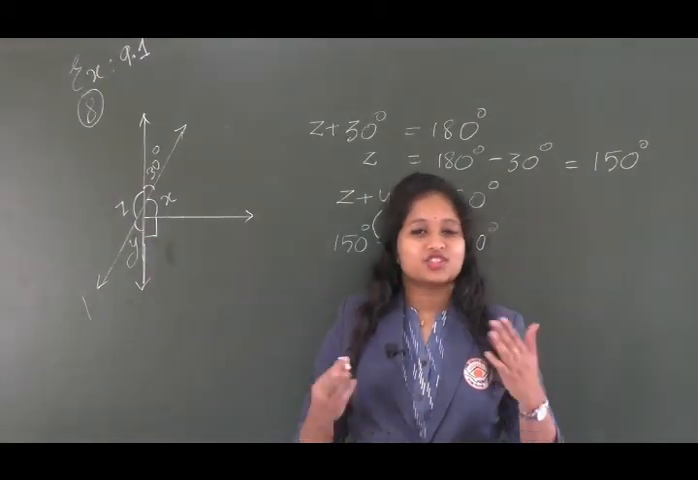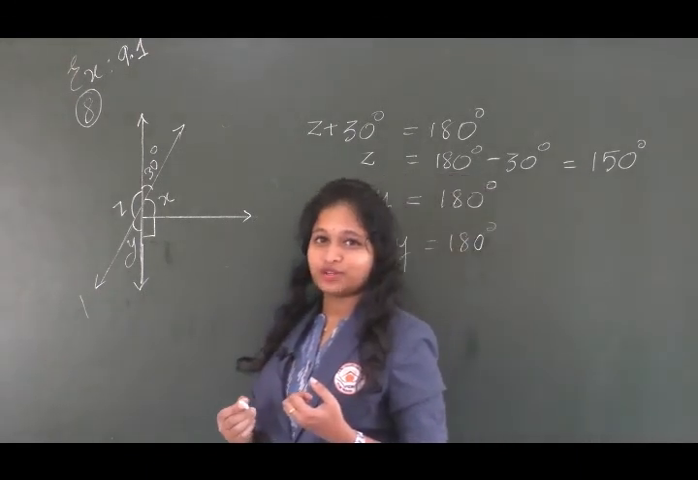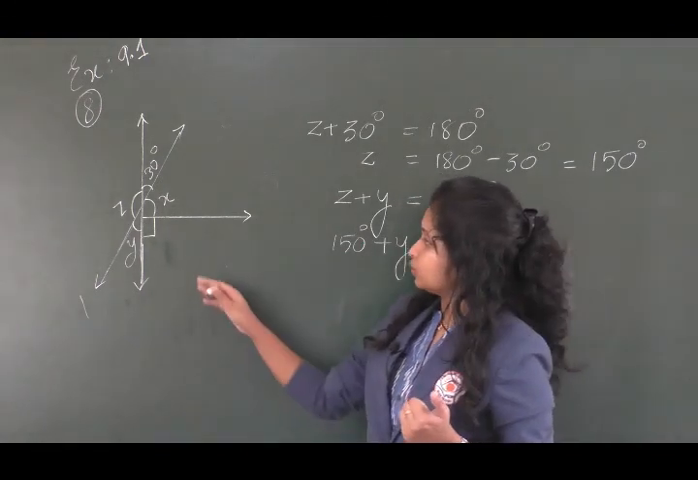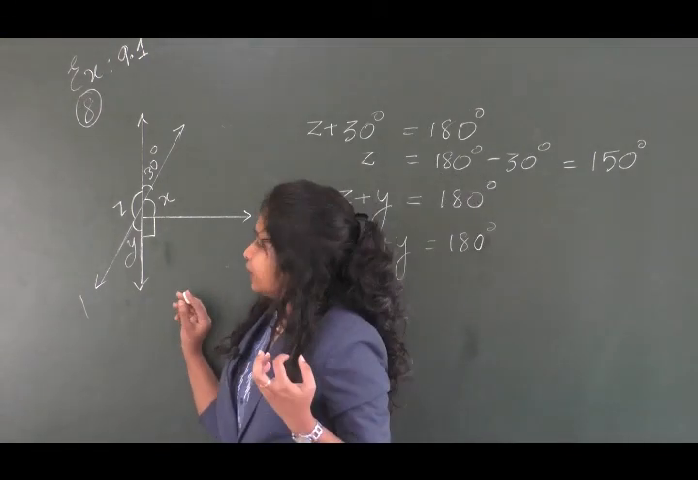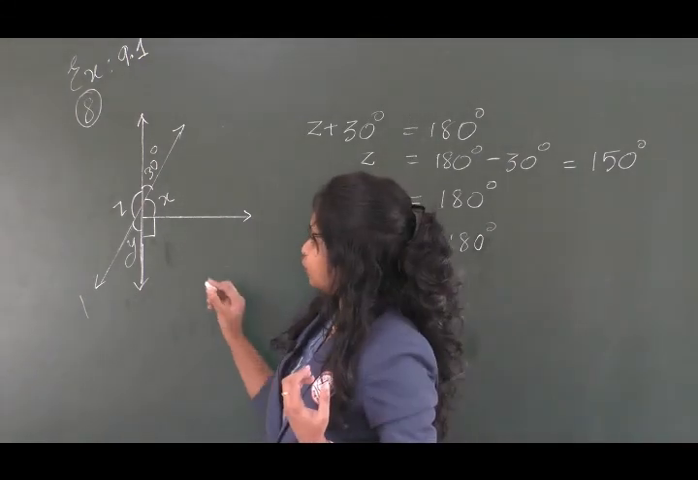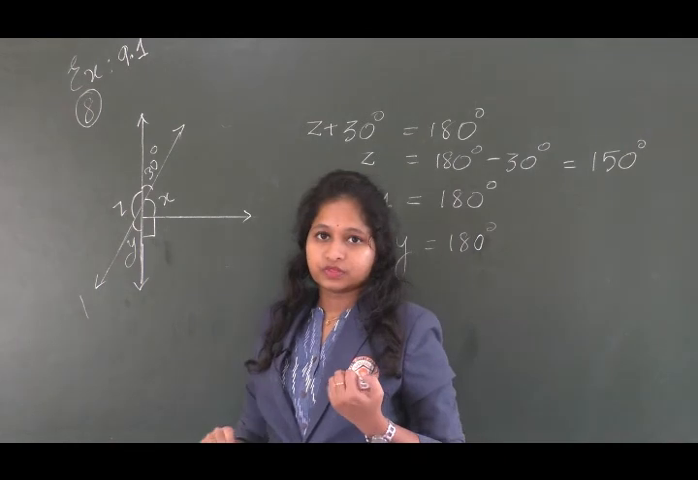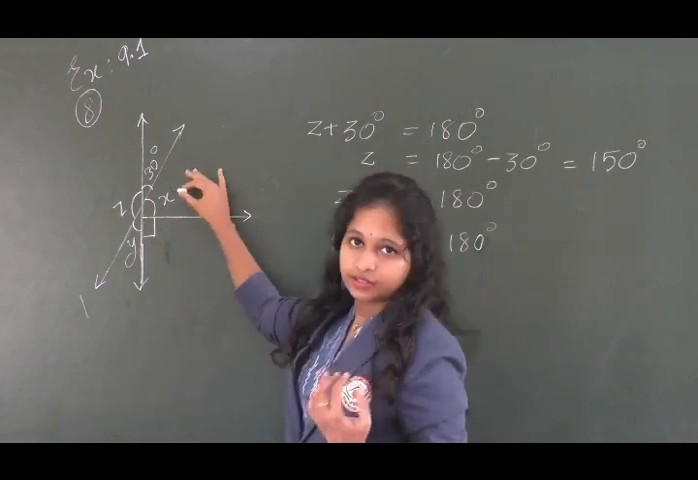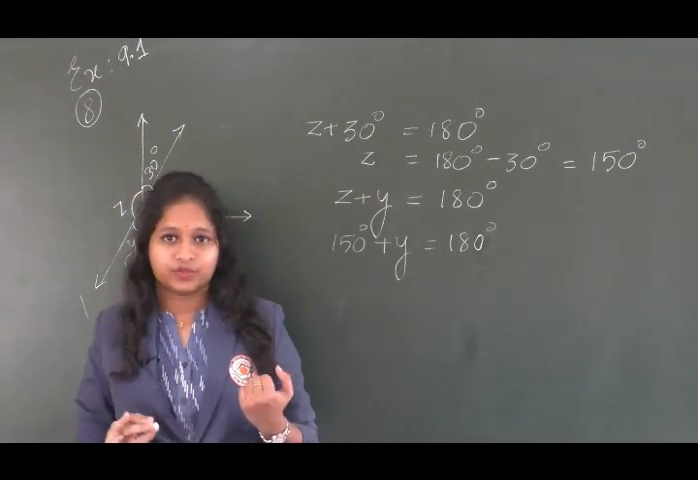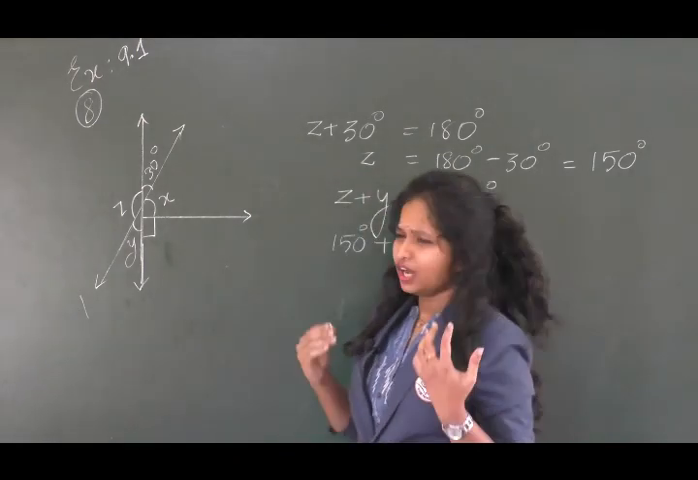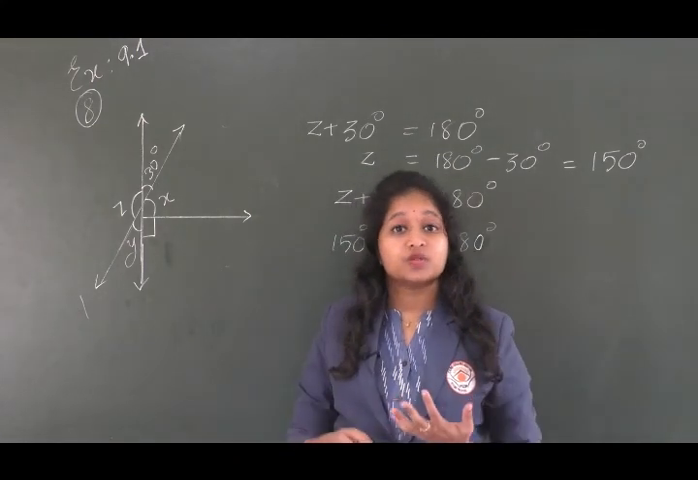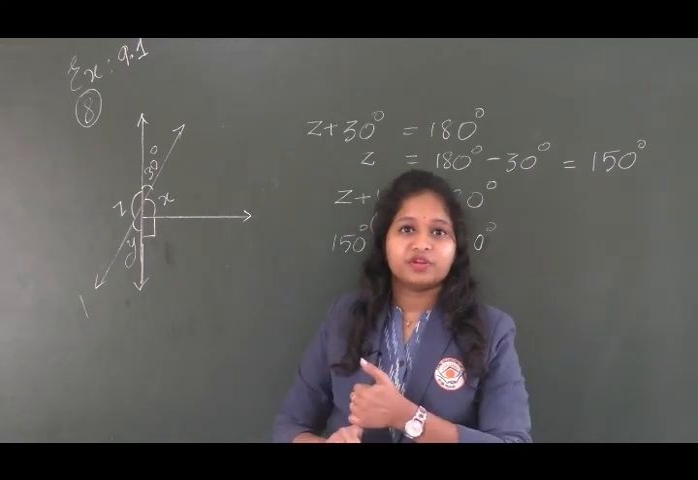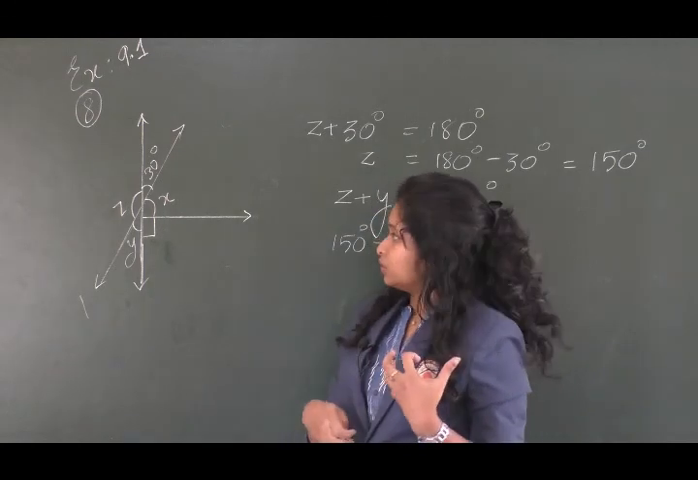Okay. So children, here I have a question from exercise 9.1, question number 8. So here I have drawn a figure and the question is to find the value of x, y and z. One of the angles is given as 30 degree. We have to find x, y and z. Okay. Now how to find that? So we have learned the concept of linear pairs, adjacent angle, complementary, supplementary, isn't it? So what can we use here?